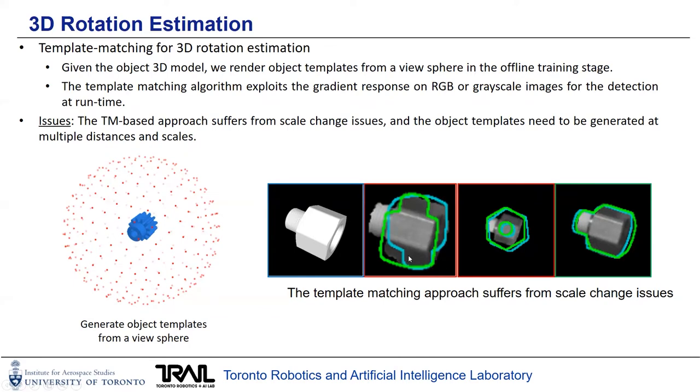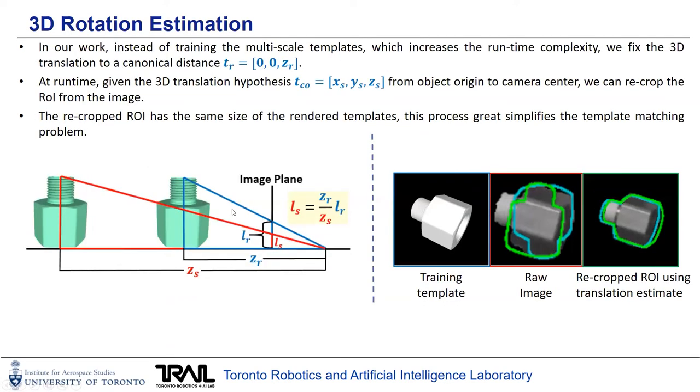In the literature, to handle this problem, people normally have to train templates with different scales. They train templates at different depths, at different distances, and generate a lot of templates for template matching. But in our work, instead of training with multiple scales and multiple depths, we solve this problem with only one scale. So how do we do this?